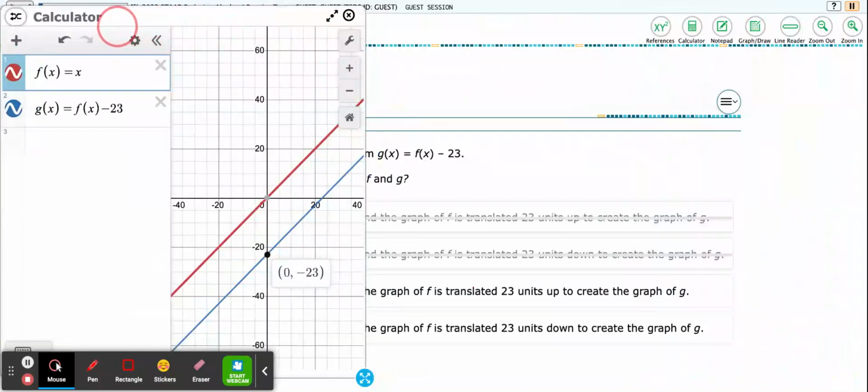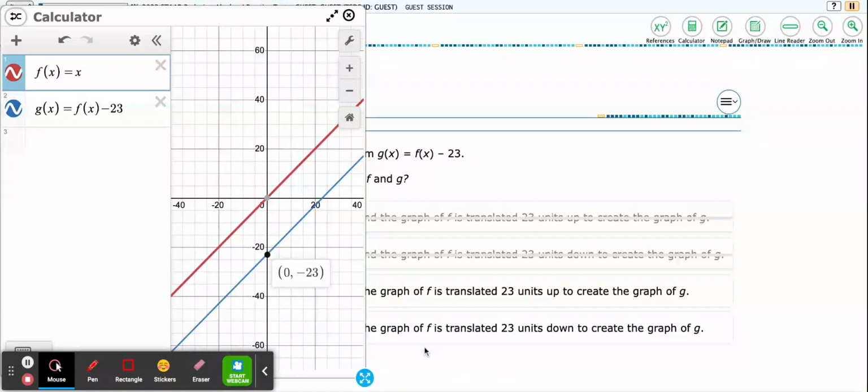So I'm going to move my calculator over and I'm going to say f is translated 23 up to create the graph of g. This is where it's important to have both of these graphs. So I can see that my f is color coded in red and my g is color coded in blue. So if I started with f, g is down from f. g has been moved down from f. So the language that I'm looking at right here is translated or shifted or slides up 23 units.